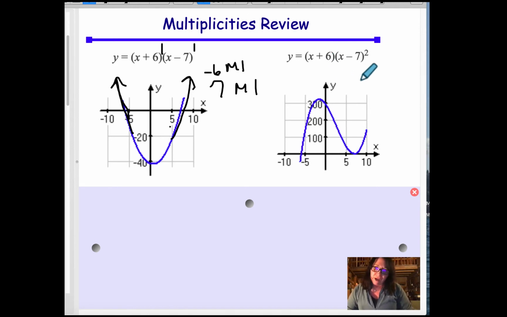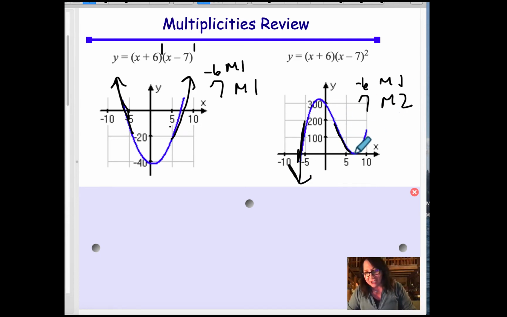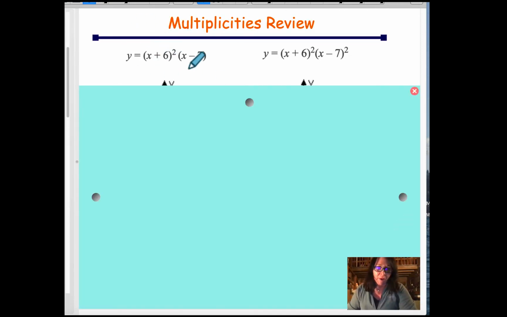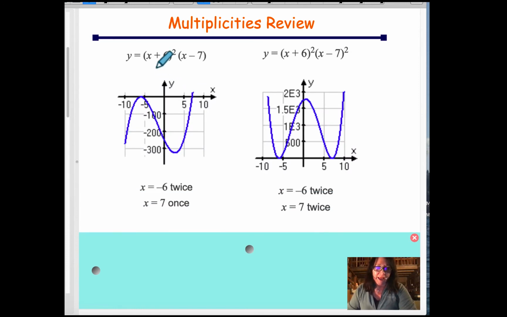For this problem here, I have negative 6 with a multiplicity of 1, and I have 7 with a multiplicity of 2, which means at negative 6, my graph goes through. It means at 7, my graph is tangent, which basically means it bounces off. And this just tells you the different x-intercepts and how many times you're going to see them crossing or going through.